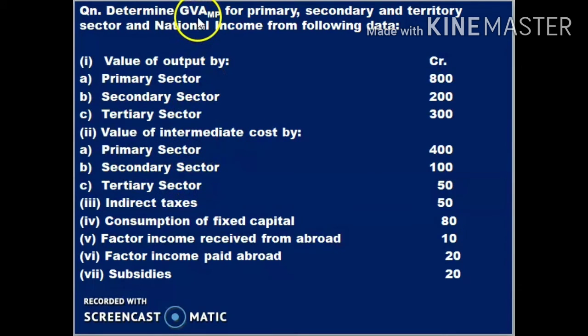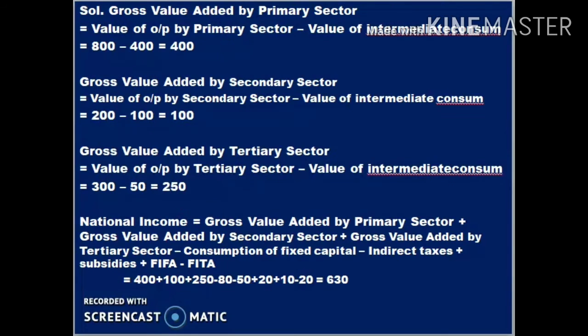So how will you find GVAMP? You have to subtract for each sector separately. So GVAMP of primary sector is value of output of primary sector minus value of intermediate consumption of primary sector. So look into the answers. Gross value added by primary sector is value of output of primary sector minus intermediate consumption. Directly it is given. So you can find it for each sector, primary sector, secondary sector and tertiary sector.